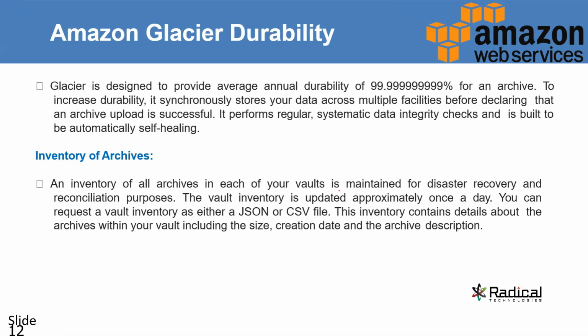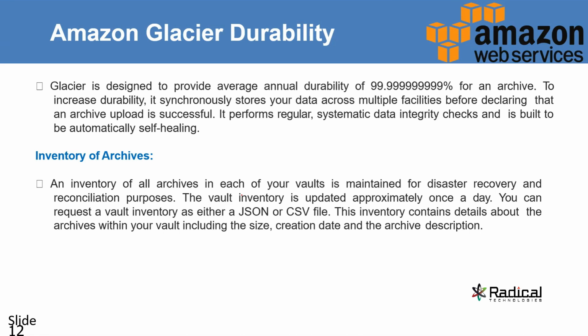Inventory of archives. An inventory of the archives in each of your vaults is maintained for disaster recovery and reconciliation purposes. The vault inventory is updated approximately once a day. You can request a vault inventory as either a JSON or CSV file. This inventory contains details about the archives within your vault, including the size, creation date, and archive description.